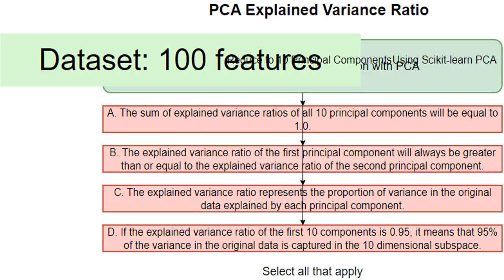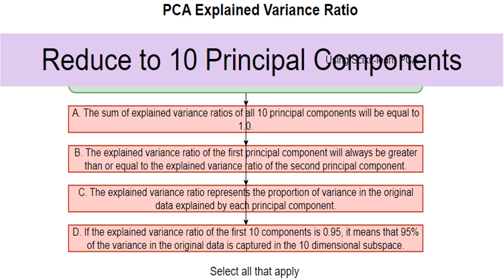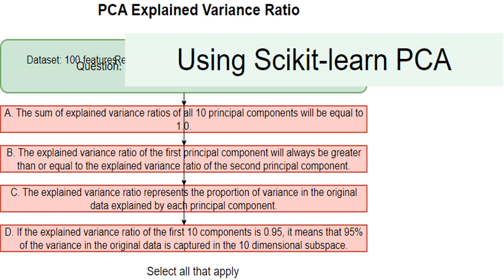I'm dealing with a dataset that initially has 100 different characteristics or features for each data point. I want to simplify my dataset by reducing the number of features from 100 down to just 10 using PCA. These 10 features are called principal components, and they're carefully chosen to capture as much of the original variation in the data as possible. I'm using the PCA function from the Sklearn library in Python, a very popular tool for data analysis and machine learning.